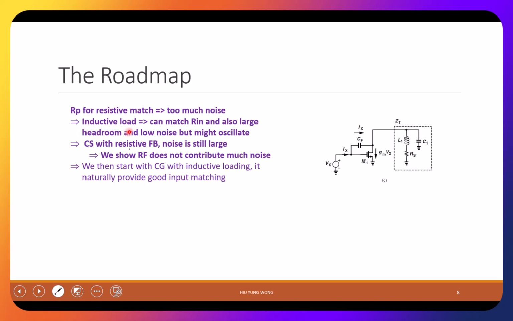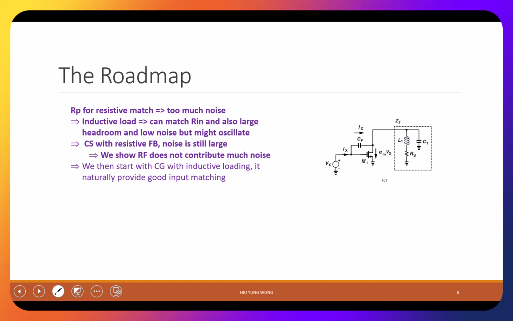So now we use the inductive load. It can match the R-in, also has a large headroom, also low noise because I have less resistor. The 4kTRS is smaller now, but it might oscillate. Okay, so this is one consideration. If you do some mitigation technique, you might be able to live with this, but it's not as good.